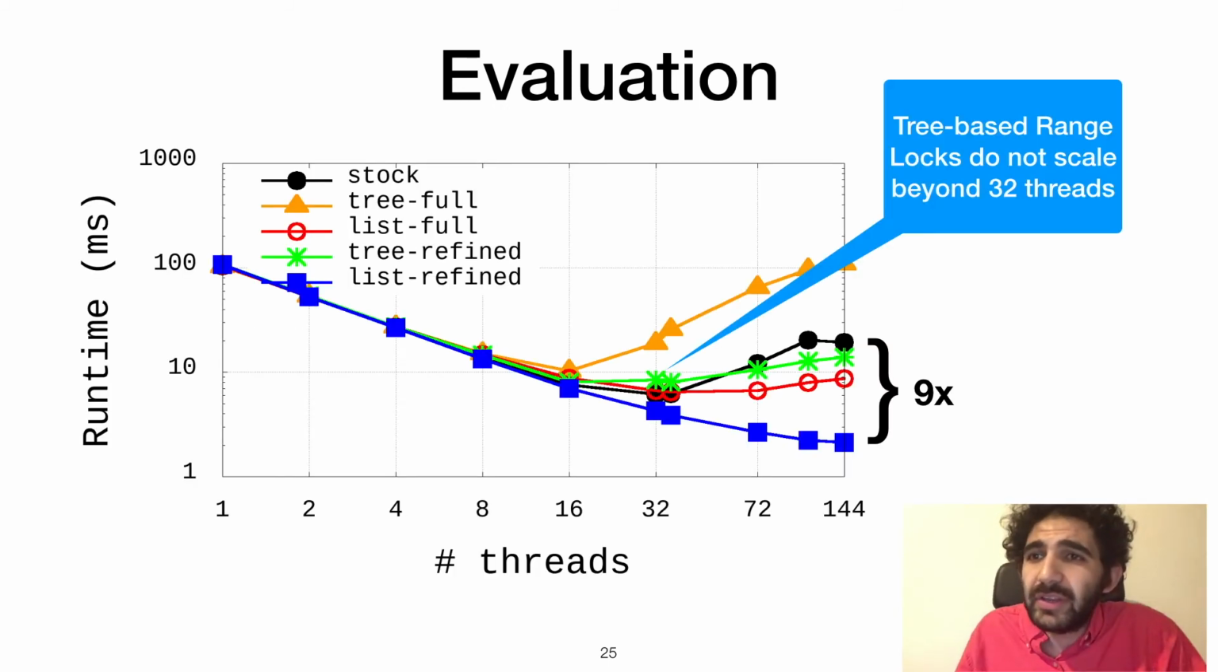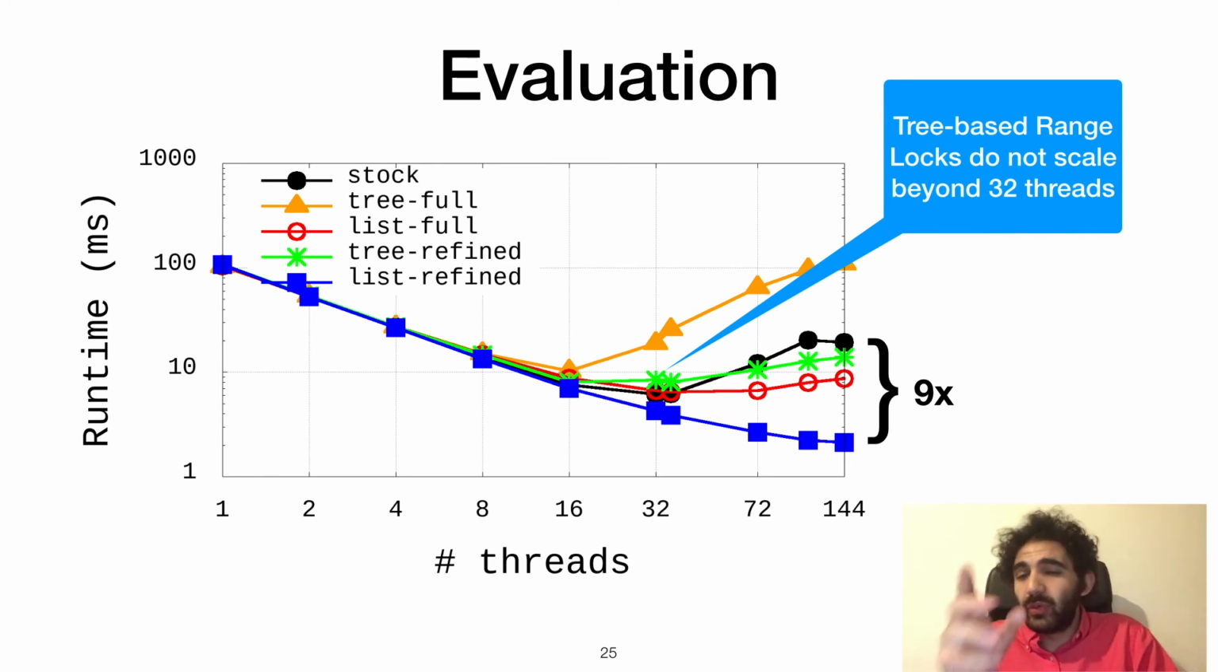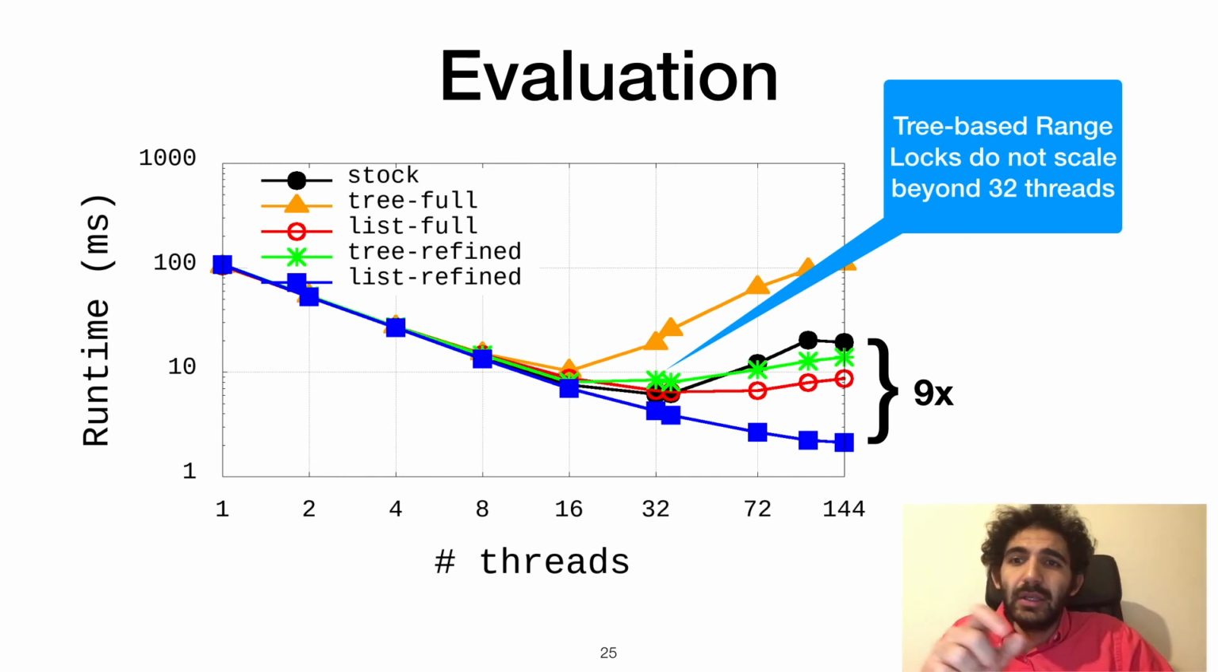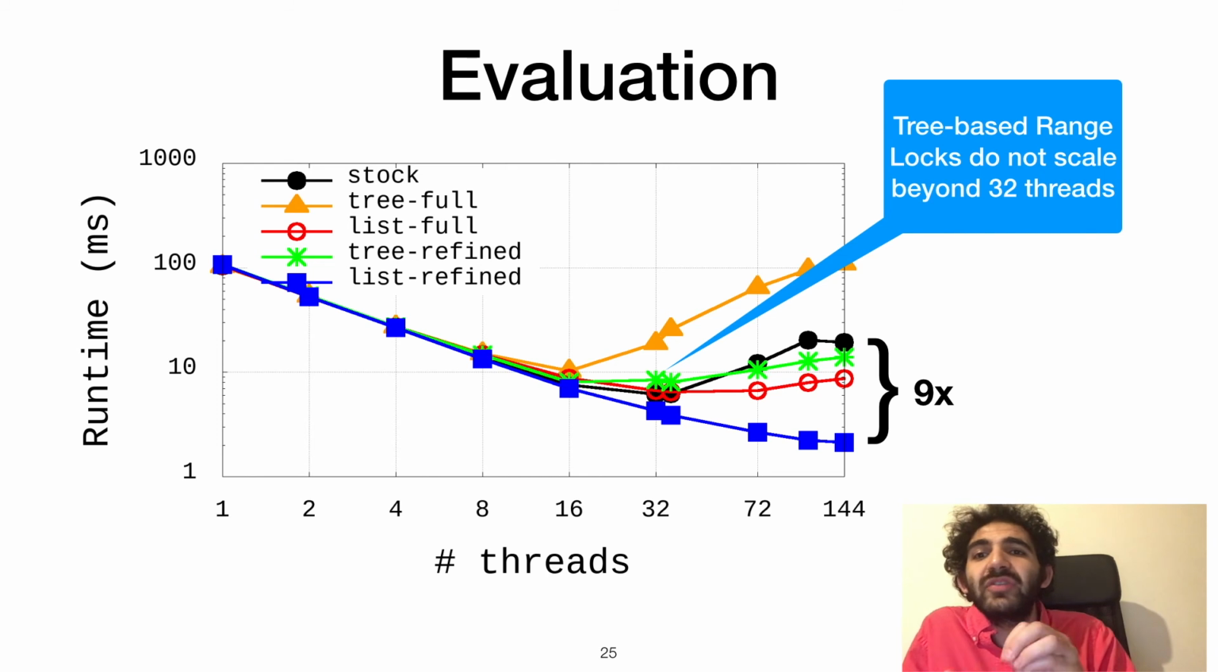We're showing here the runtime for one of these workloads, so lower is better, and we can see that our list-based range lock with refined ranges using our speculative approach is capable of scaling up to 144 threads and achieving about 9 times lower execution time compared to the stock version. And when we look at the tree-based range locks, even the ones with refined ranges, we can see that they do not scale beyond 32 threads. This is expected due to the contention that arises on the internal spin lock.